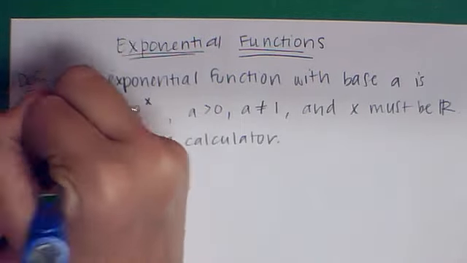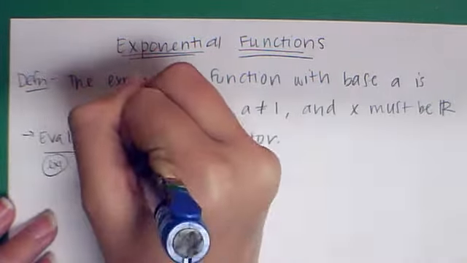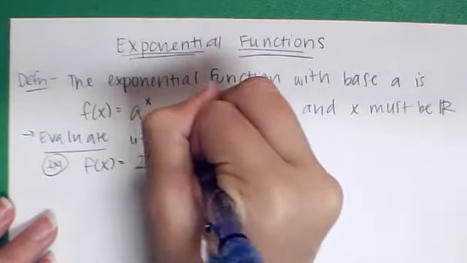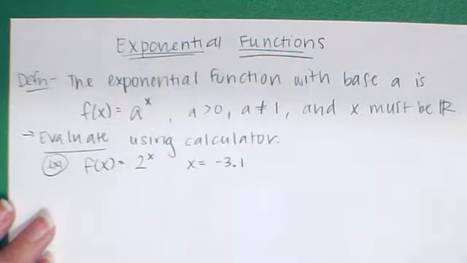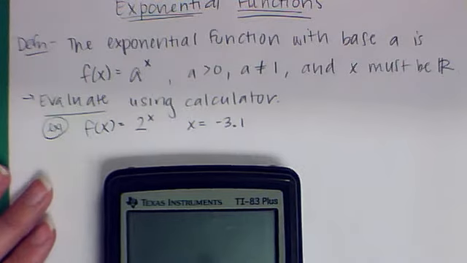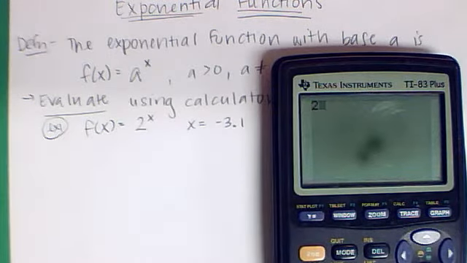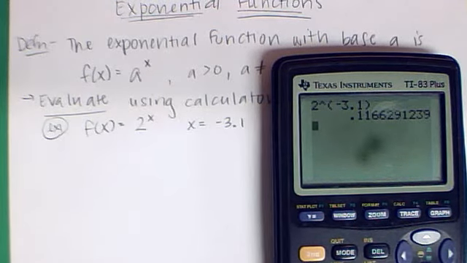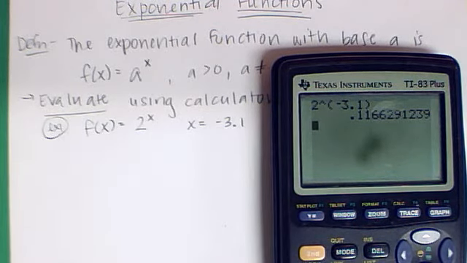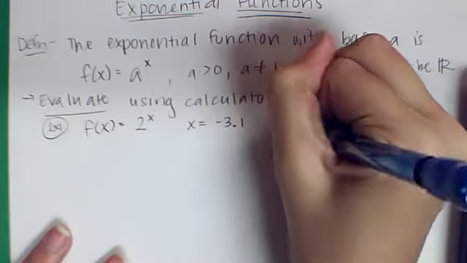Example number 1, f of x equals 2 to the x power, where x is equal to negative 3.1. So what we're going to do is go to our calculator, turn it on, do 2 raised to the negative 3.1 power, and we get a value of 0.116 or 0.117. And that's it. That's our answer.